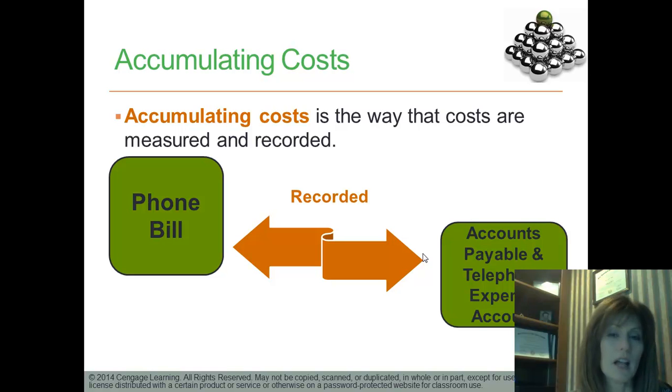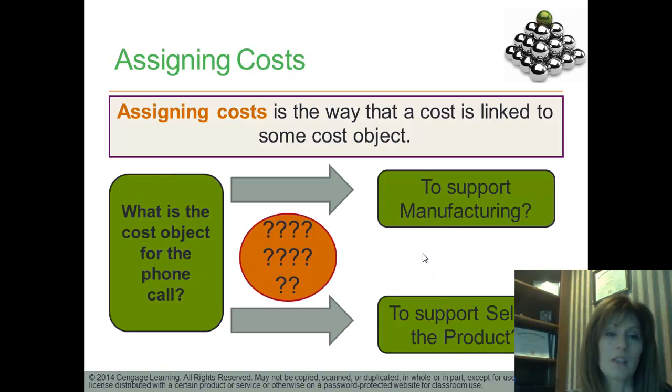We start by talking about cost accumulation. When we accumulate costs, it's the way that we measure them and record them. In other words, what kind of buckets or categories are we going to put our various costs in? So we may be in charge of the phone bill. The phone bill comes in, we're going to record it as an accounts payable because we have to pay the bill, and a telephone expense. Now we have some choices typically in how we can record these things and how we can accumulate costs. Once we accumulate the costs, we have to assign them. We didn't do that in financial accounting, but we're going to do that in managerial accounting.